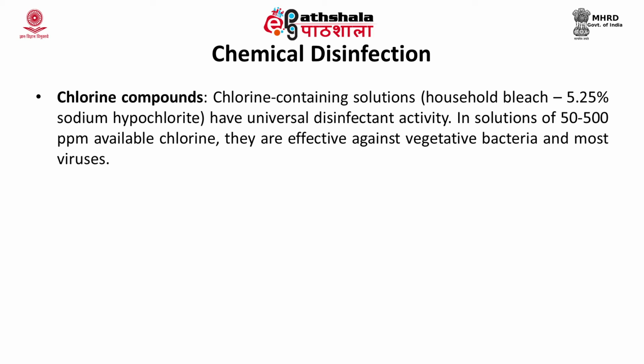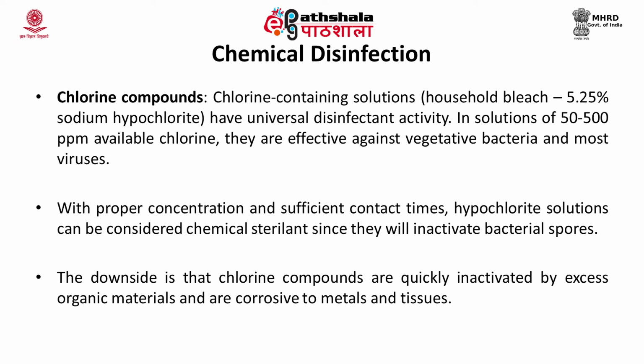The chlorinated compounds like the household bleach, which is 5.25% sodium hypochlorite, it is a universal disinfectant, and with proper concentration and sufficient contact time, this hypochlorite solution can be considered a chemical sterilant since they can even inactivate the bacterial spores. The disadvantage of the chlorine compounds is that they are quickly inactivated by the presence of organic material and they are corrosive to metals and tissues.